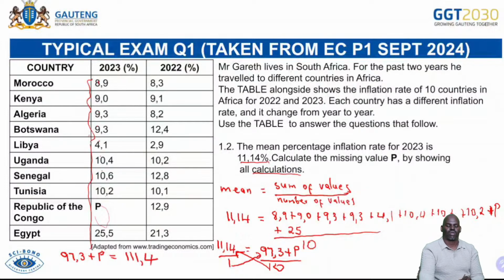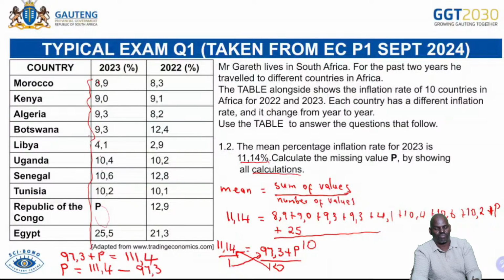111.4. Okay, so I've got 97 plus 97.3 plus P equals 111.4, and then to find the value of P, I say P equals 111.4. I take 97.3 to the other side, in this case to the right-hand side. If I take a number to the other side of the equal sign, it changes the sign. So in this case, it's going to be negative 97.3. So 111.4 minus 97.3.